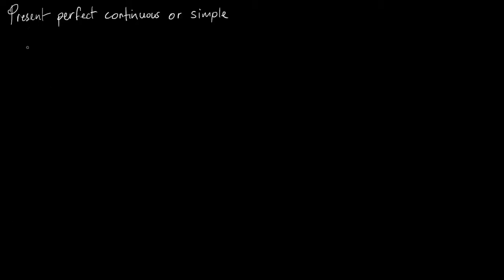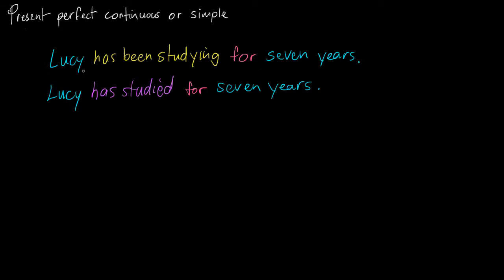Right, in this video we have the present perfect continuous or the present perfect simple. This video is about how to tell the difference between the two tenses and when we should use each one. The first example here is Lucy has been studying for 7 years, and in this one Lucy has studied for 7 years. You see here that we have the present perfect continuous or the present perfect progressive, as it's sometimes called, and here we have the present perfect simple.